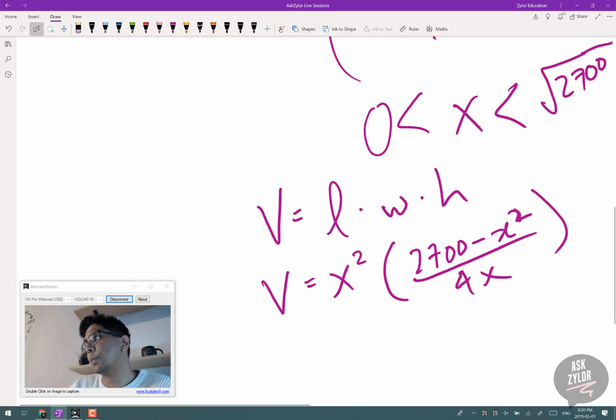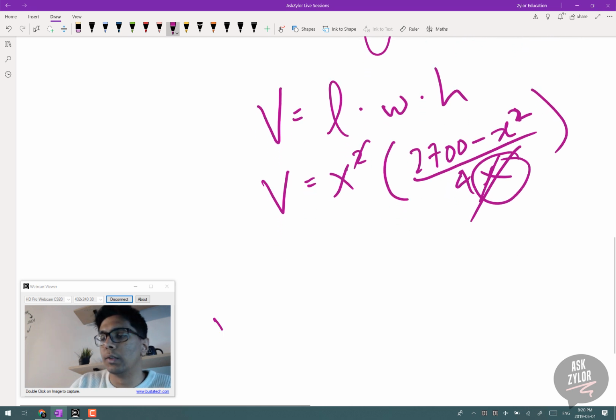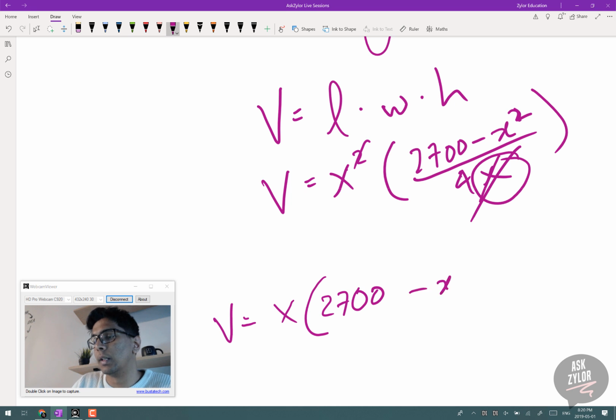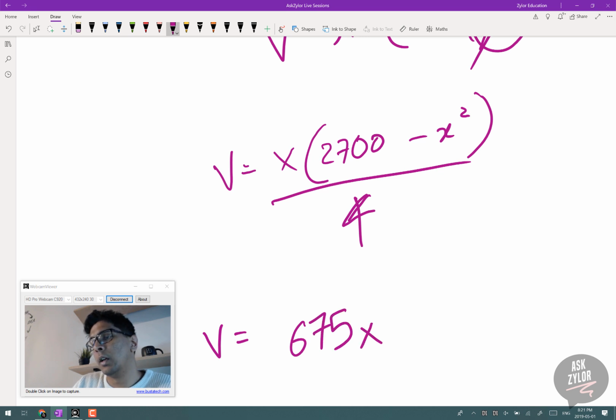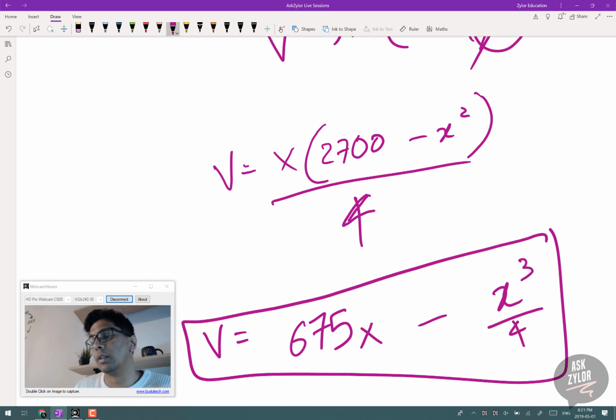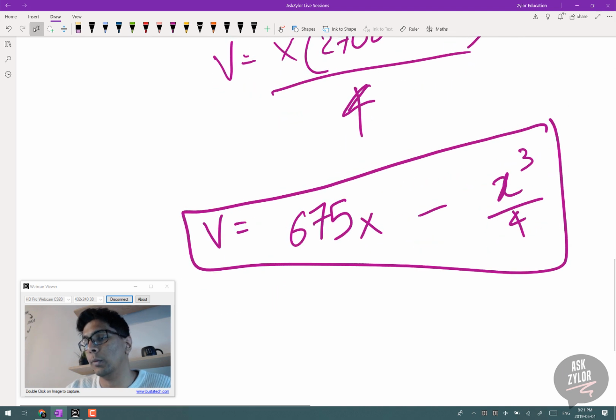Okay, and at this point I'm going to simplify by cancelling out the x over here and one of the x's on the top. So this leaves me with x times 2700 minus x squared over 4. Then I'm just going to expand to give me a nice equation. So I have 2700 over 4 to give me 675x minus x cubed over 4. So this is an equation for my volume in terms of just one variable, which is x.